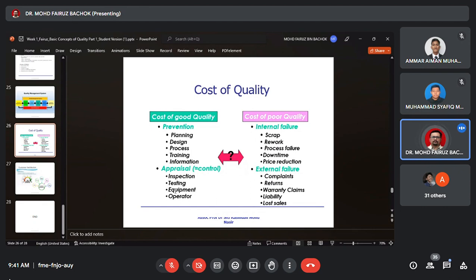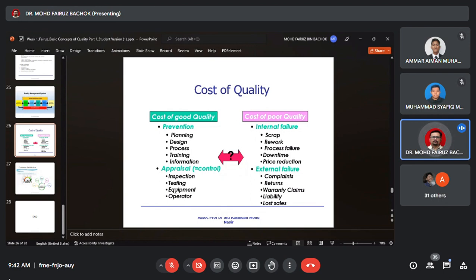All the product becomes scrap. It cannot be used anymore. Then you need to rework, which takes more time, more manpower, and more cost, to rework your product again. Then the process will fail. When the process fails, it gives a bad impact to the production of the product, and also downtime, so you waste a lot of time. Then the price reduction, because you want to avoid more losses, so at least your losses are still under control. That's why you need to reduce your price.